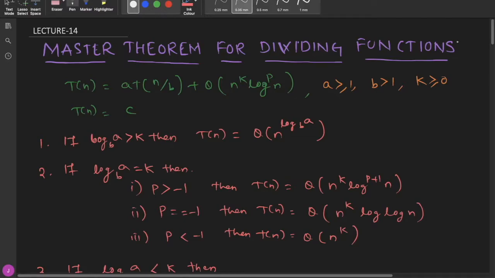Today we are going to study about master theorem for dividing function. In the previous class we discussed master theorem for decreasing function. What is a dividing function? This is the format for a dividing function.